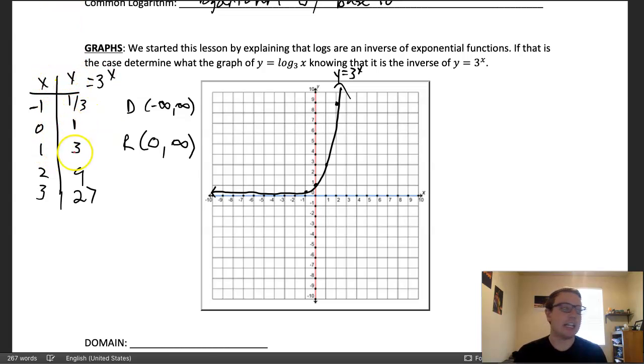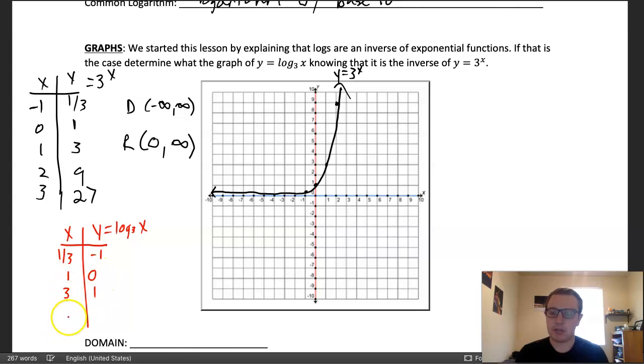Now we know this is the inverse function. Y is equal to 3 to the x is the inverse function of y is equal to log base 3 of x. So let's flip our x and y values and get our values for this equation. Log base 3 of x. So this means that at 1/3, we're going to have a value of -1. At 1, we're going to have a value of 0. At 3, we'll have a value of 1. At 9, we'll have a value of 2. And at 27, we'll have a value of 3.